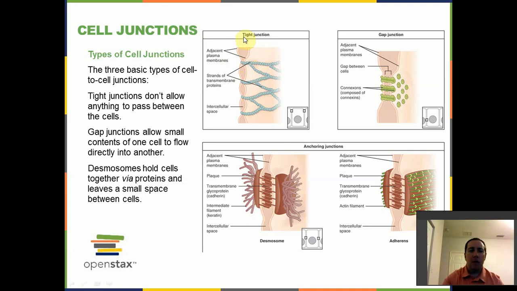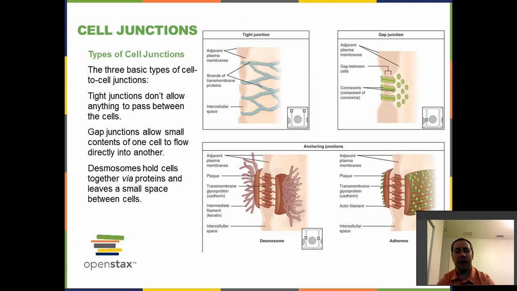In that case, those plasma membranes actually touch each other. It is impossible for anything to move in between these cells. Meaning, if we have cells that have these tight junctions, and something needs to get from one side of those cells to the other, it has to move through the cell.